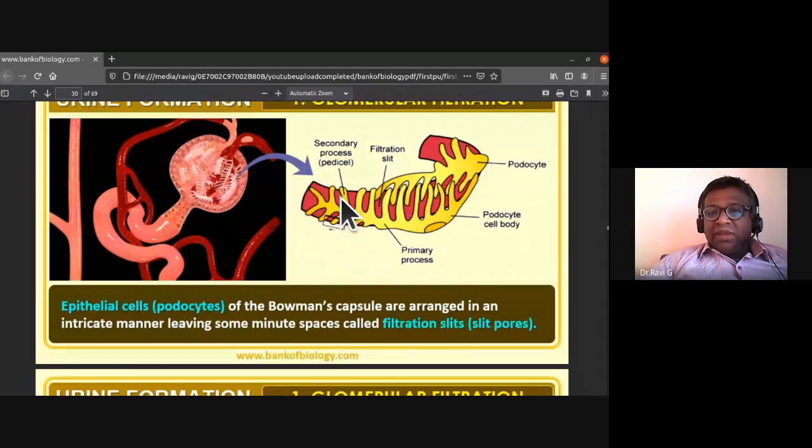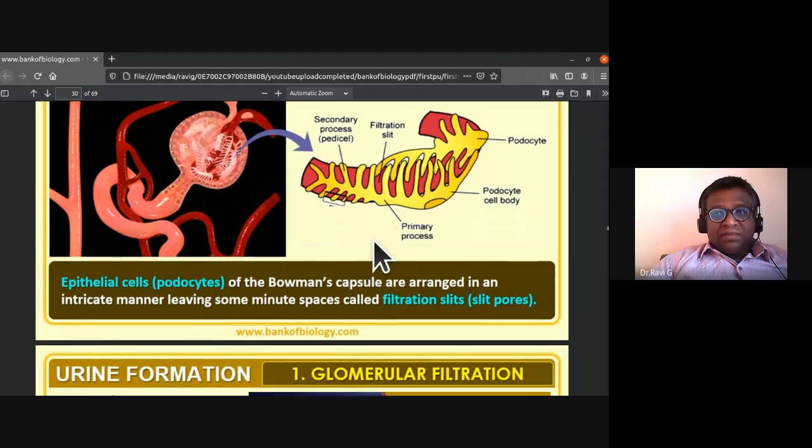So here you can notice this filtration slit. The epithelial cells of the Bowman's capsule are arranged in an intricate manner, leaving some minute spaces called filtration slits or filtration pores.